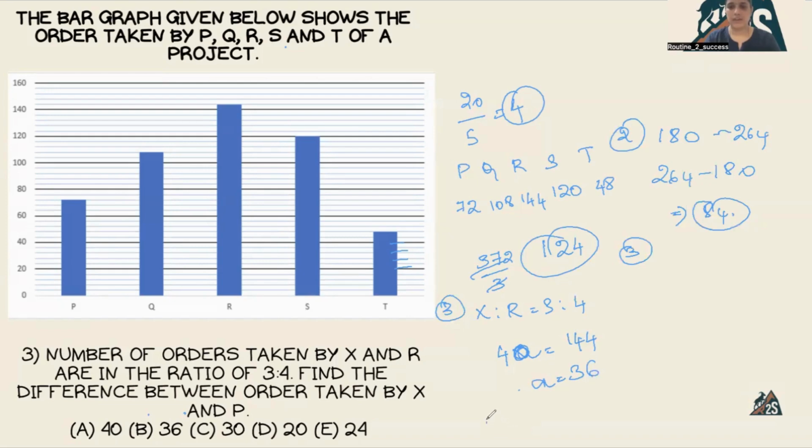Since we found the a value, we have to find X on Sunday. That is 36 into 3, which is 108. So what is the question being asked? Find the difference between the orders taken by X and P. We know X is 108, P is 72. So our answer is 36.